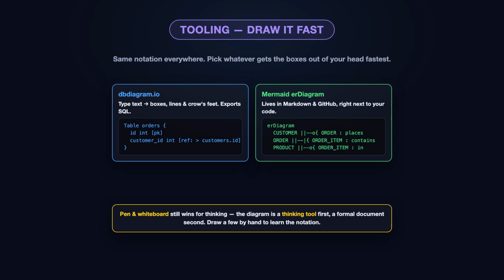That is completely valid. The diagram is a thinking tool first and a formal document second. Pick whichever one gets the boxes and lines out of your head the fastest. The notation you just learned is the same in every one of them.